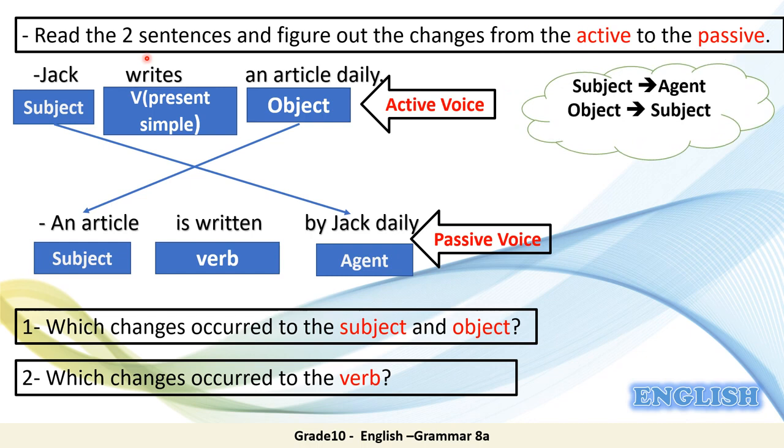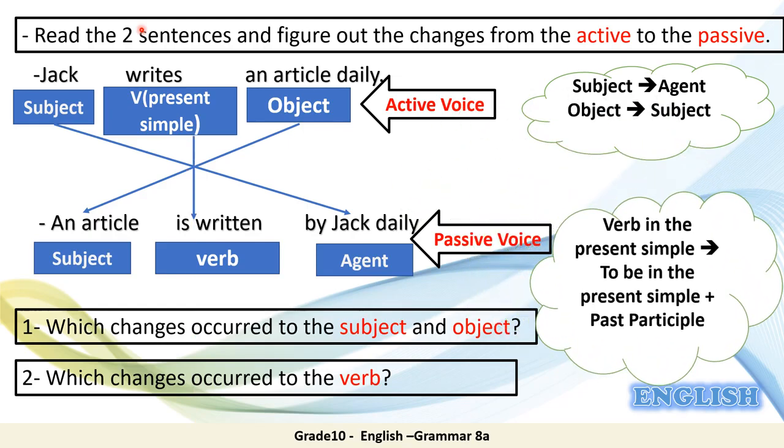Change number 2. What about the verb? What happened to verb writes here in the present simple? Very good. Here the verb was made of one part, writes. It becomes made of 2 parts. Verb to be in the present simple, like in the active here, plus past participle of the same verb in the active sentence.